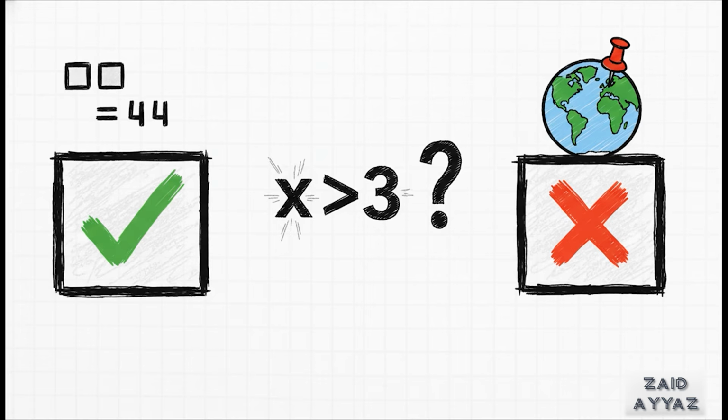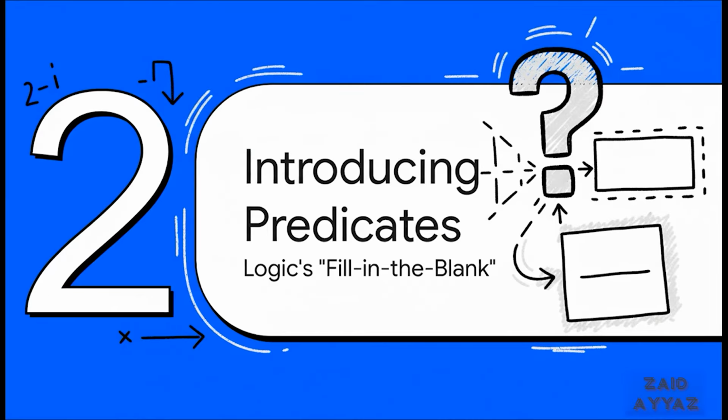No middle ground. 2 plus 2 equals 4? Yep, that's true. Lahore is in China? Nope, that's false. But x is greater than 3? It doesn't fit. It's incomplete. It's just stuck in this weird logical limbo, waiting for more information. So, how do we fix this? How does logic get around this problem?